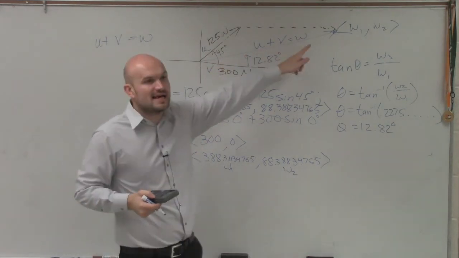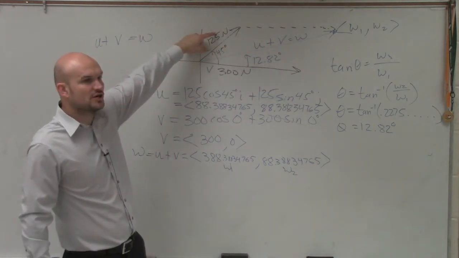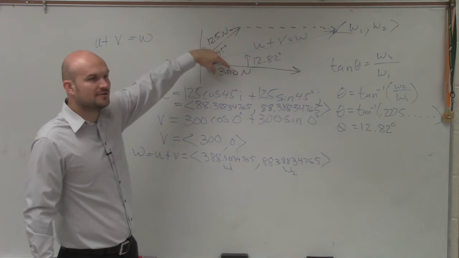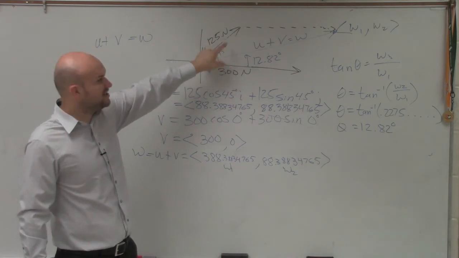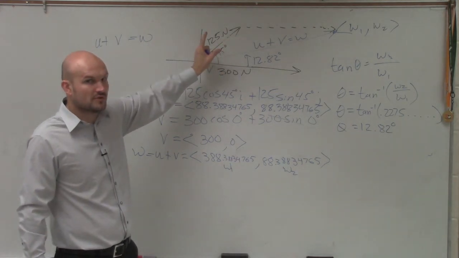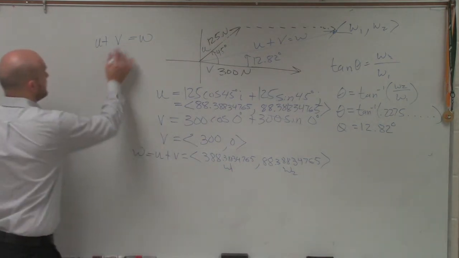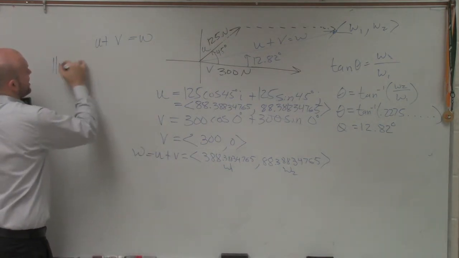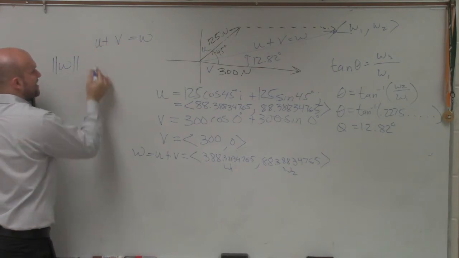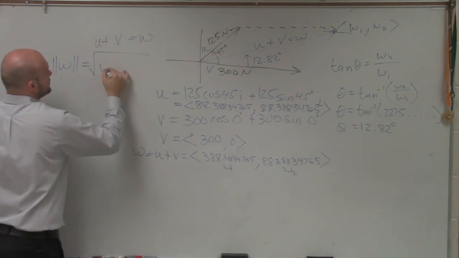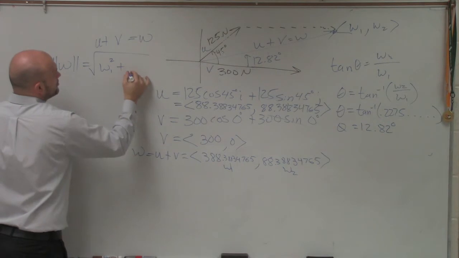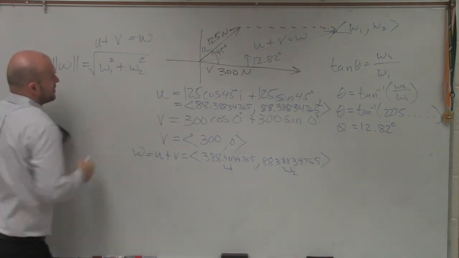What actually is the length? We know the magnitude here is 125 newtons of force. Here, the magnitude is 300 newtons of force. We know this new magnitude is going to be larger than both of those. But what exactly is it? Well, remember, to find magnitude, the magnitude of w, which is really the sum of these two vectors, equals the square root of w1 squared plus w2 squared.